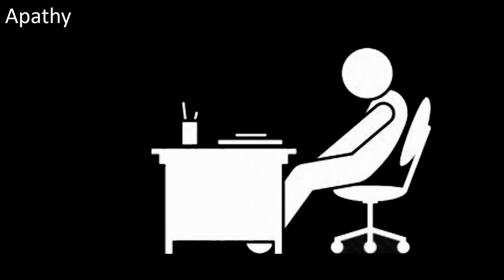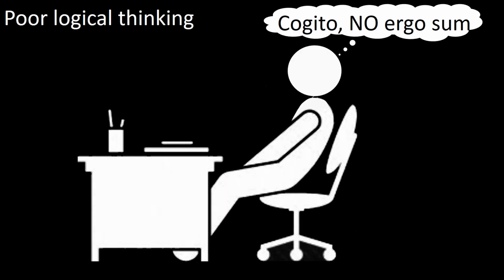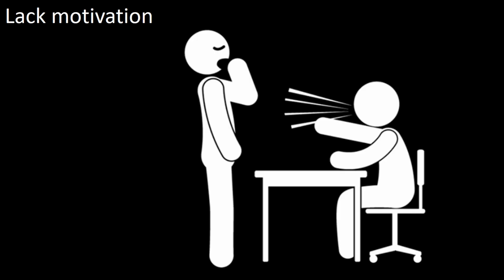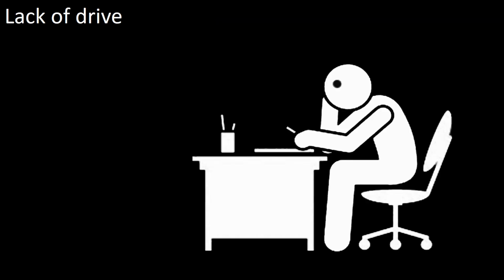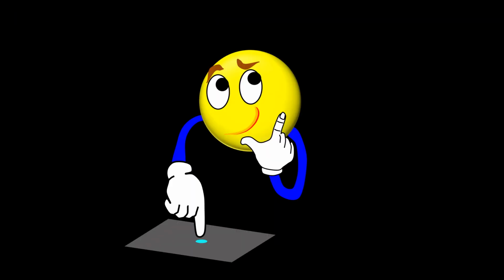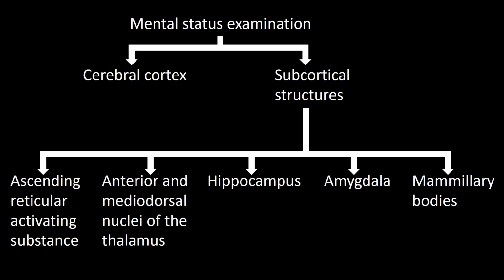Bad judgment can take many forms. Different types of bad judgment suggest pathology in different parts of the brain. If you see or elicit a history of apathy, poor logical thinking, lack of motivation, abnormal appearance, or lack of drive, you should think of localized pathology at 3 locations: 2 in the cerebral cortex and 1 at the subcortical level.